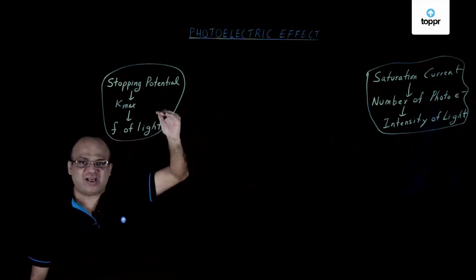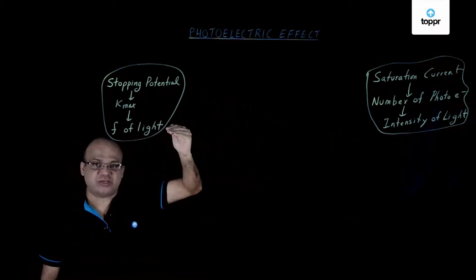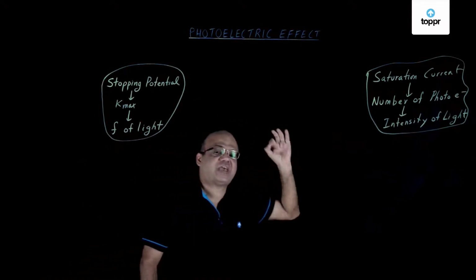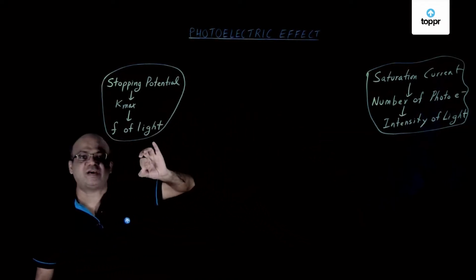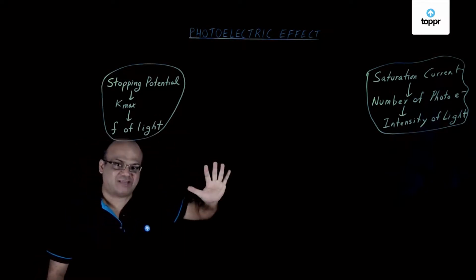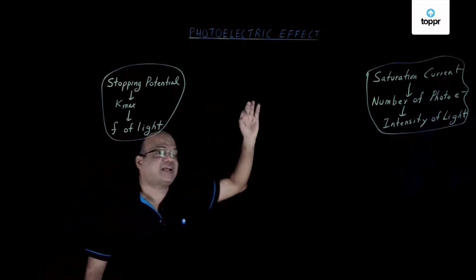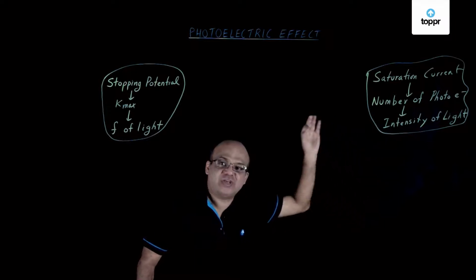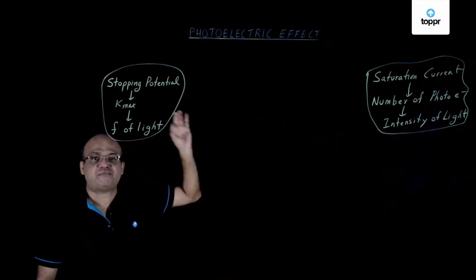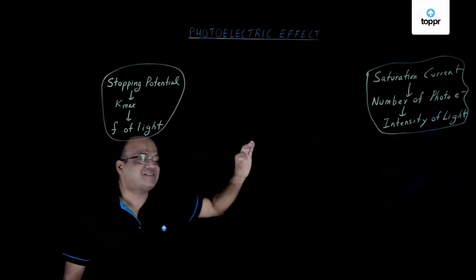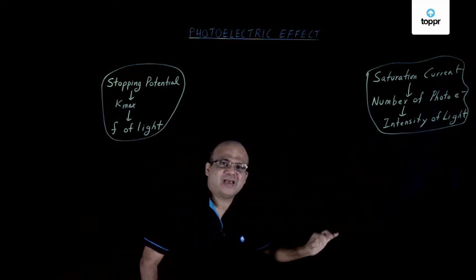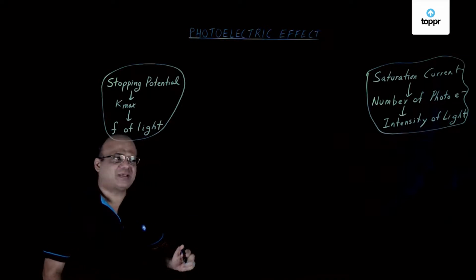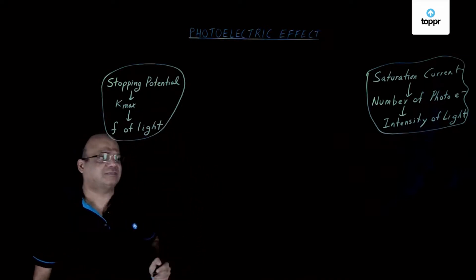The observations are that stopping potential, which is a measure of Kmax of photoelectrons, depends on the frequency of light, not intensity. And saturation current, which is a measure of the number of photoelectrons, depends on the intensity of light. Now, let us try to see this point.